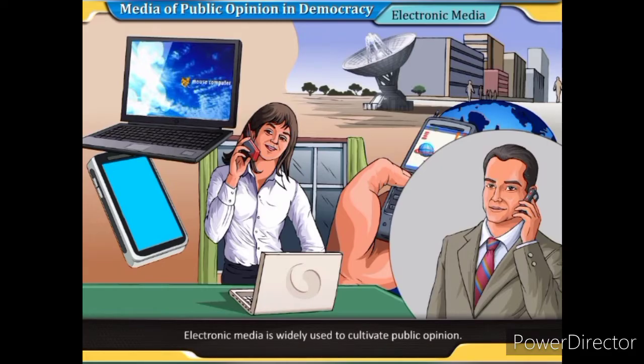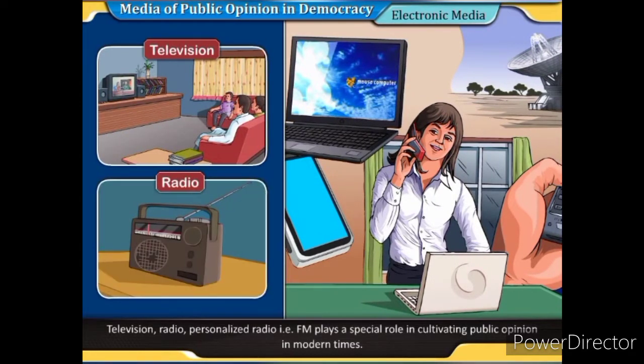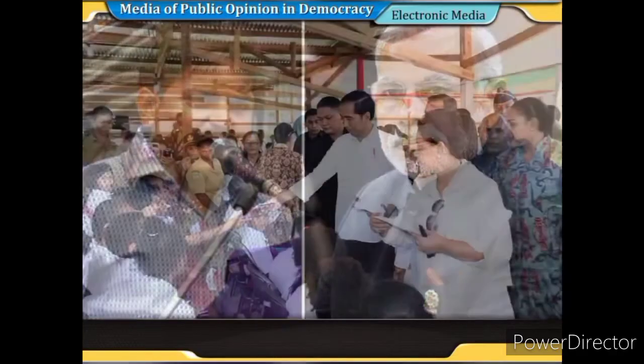Electronic media is widely used to cultivate public opinion. Television, radio, personalized radio, that is FM, plays a special role in cultivating public opinion in modern times. In today's time, rumors spread instantaneously in the absence of facts and details. Hence, there remains a danger of false public opinions being generated.